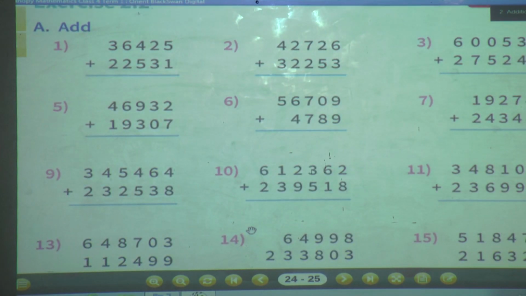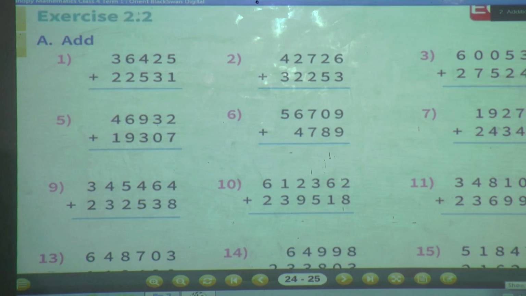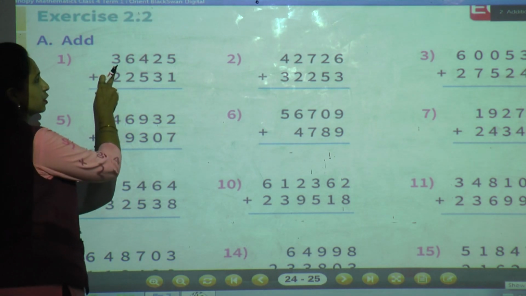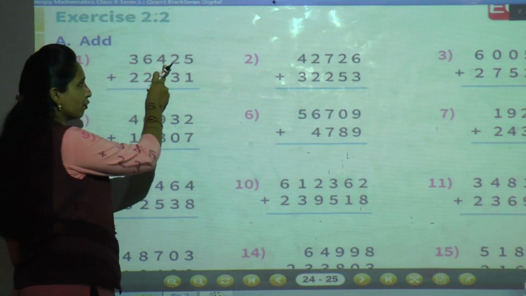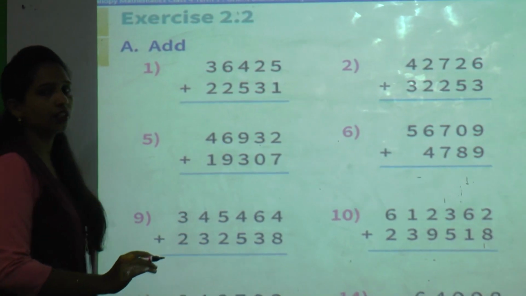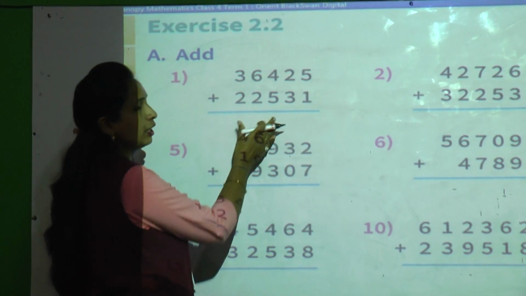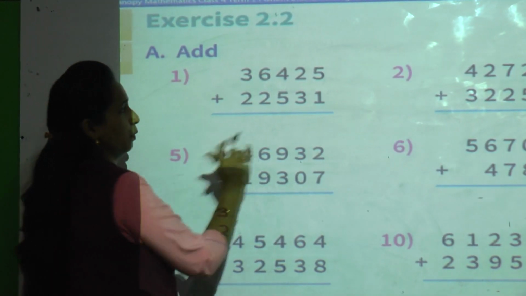Now we will solve exercise 2.2, question number A. What is question A? Add. We will start from the first question: 36,425 and 22,531. There is enough space here, so I will solve it here only and you will also solve in the textbook only.